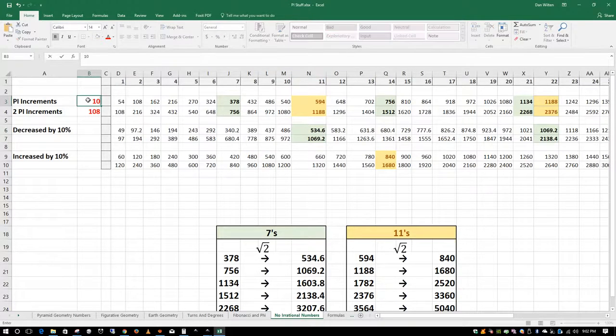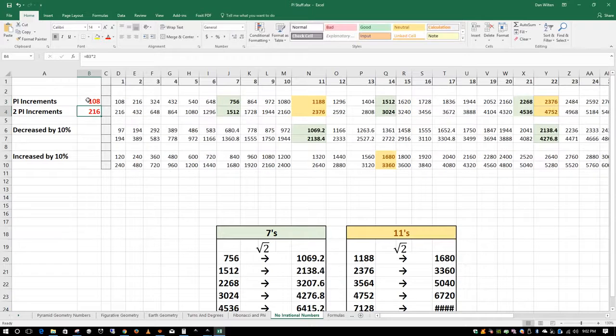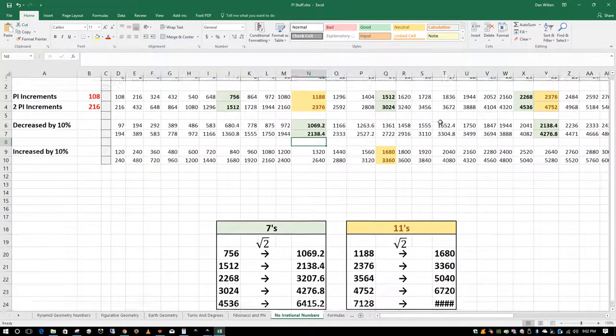So if I just change this, say for example, to 108, they all change. But for example, 756, the square root of 2 of that is 1069.2. So there are no irrational numbers in here being used at all, but yet we're using pi and we're using the square root of 2, simply by increasing and decreasing the whole set of numbers by 10%. So anyway, I think that's really interesting, and it keeps the numbers clean.